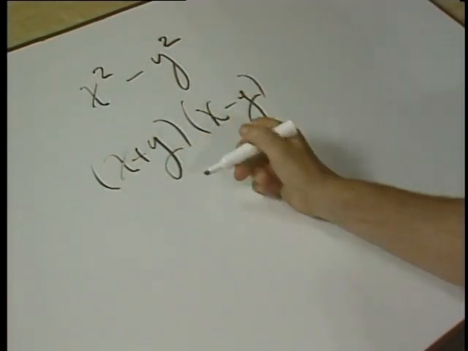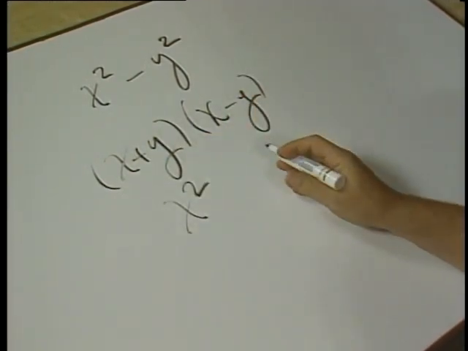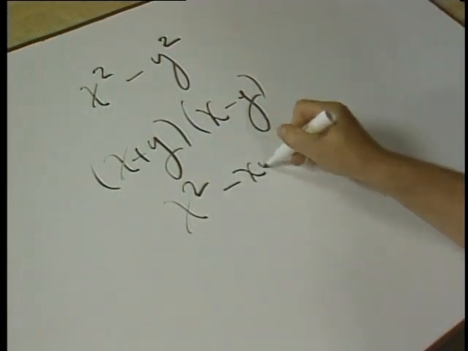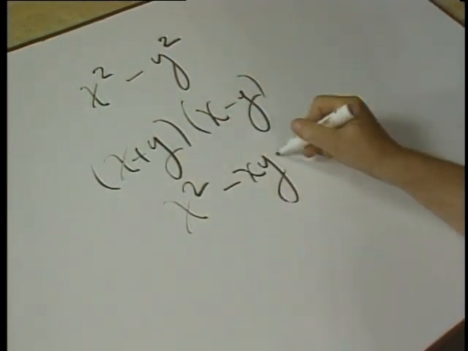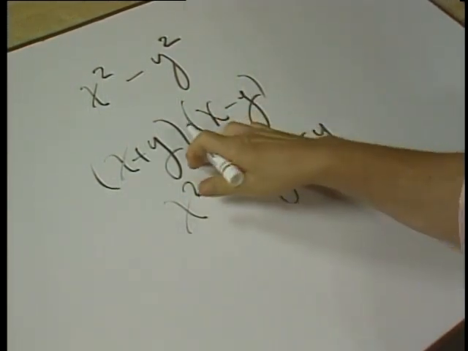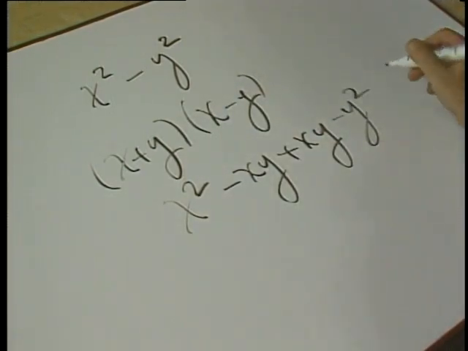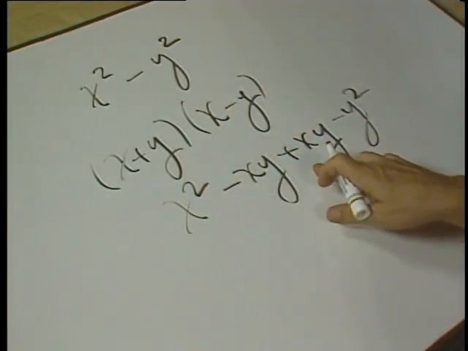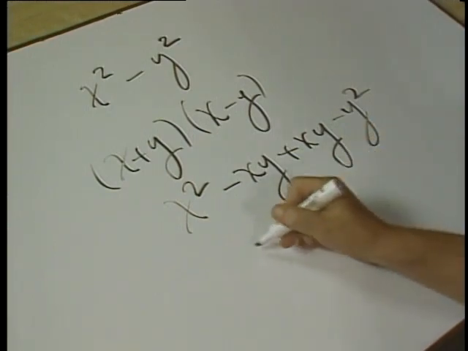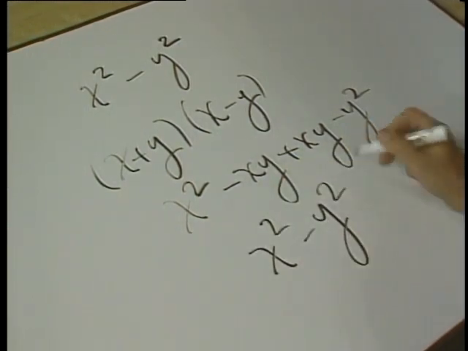Remember, that's first, which gives us x squared, plus the outside, which is a negative xy, plus the inside, which is a positive xy, plus the last, which gives us a negative y squared. Now, negative xy and positive xy add up to 0, and so we're left with x squared minus y squared, which is just what we started with.